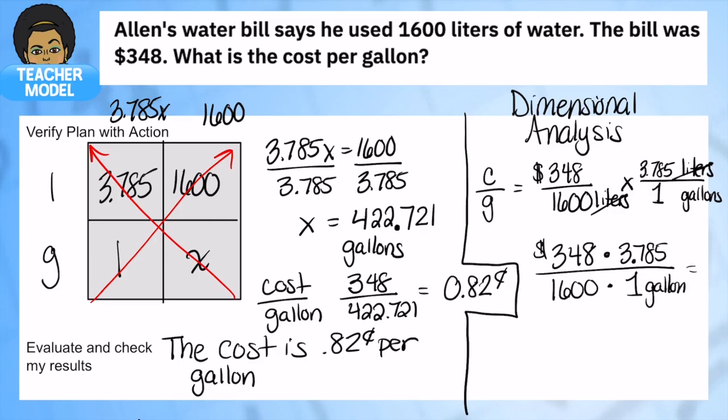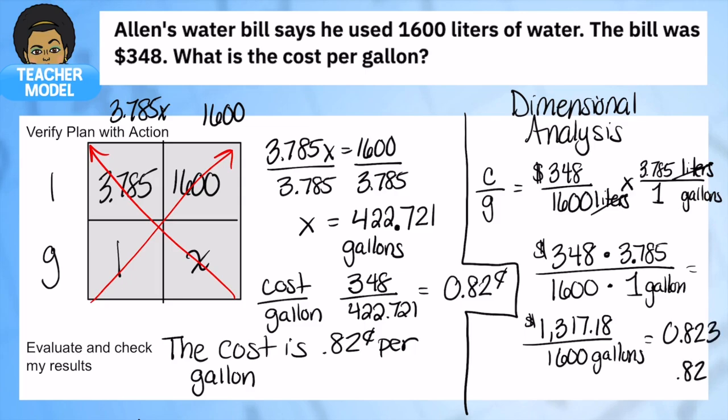So take out your calculators. You're going to do 348 times 3.785, and you're going to get 1,317.18. So that's the money divided by 1,600 gallons. And when you do that, Math Marvels, on your calculators, you still get 0.823. Same exact number, 82 cents per gallon. So this is just 2 ways of doing the same thing.